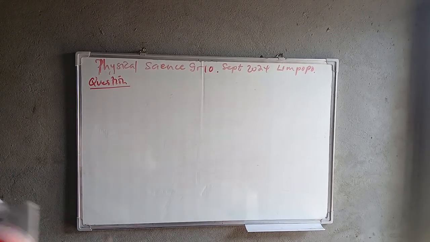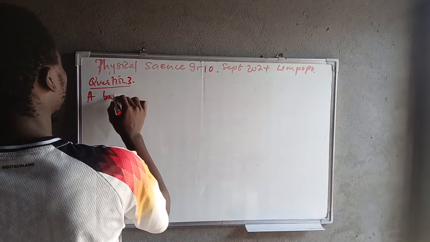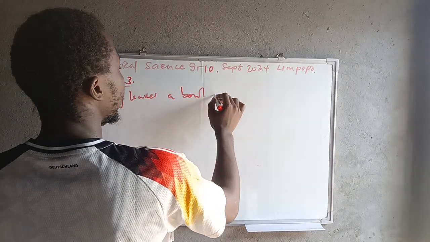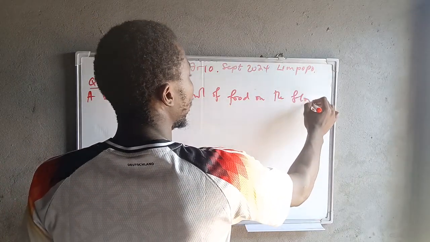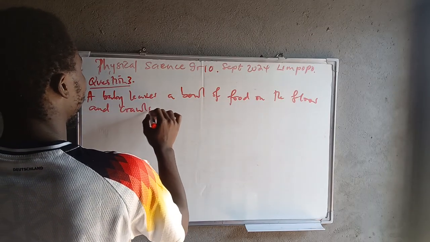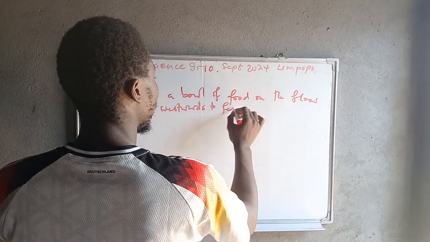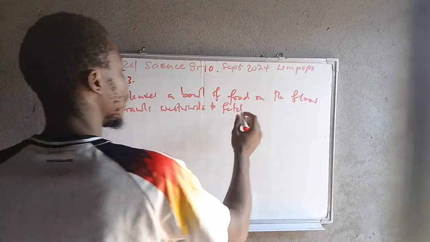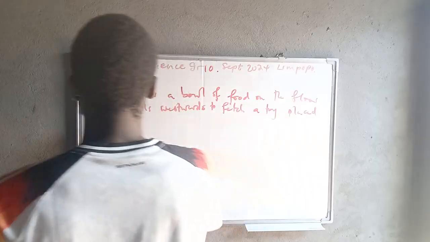So now we are on question 3. Question 3 says, a baby leaves a bowl of food on the floor and crawls westwards to fetch a toy placed 5 meters away.